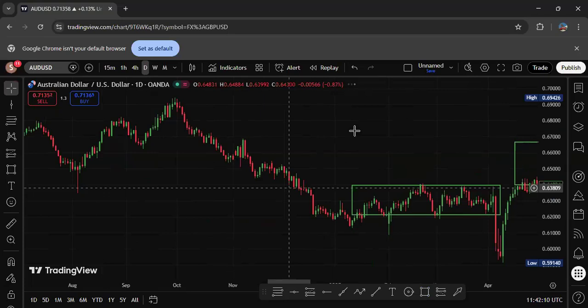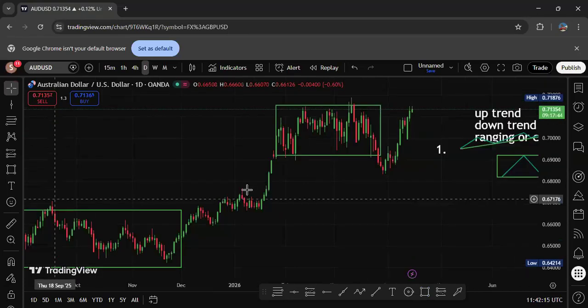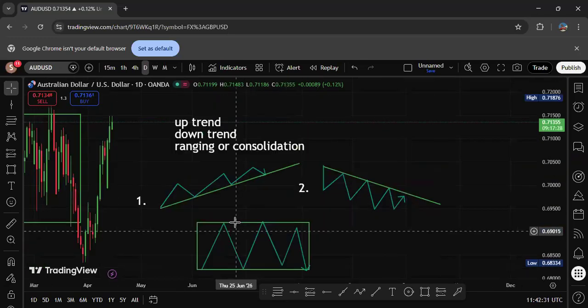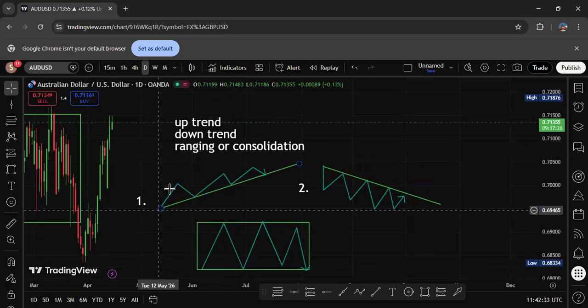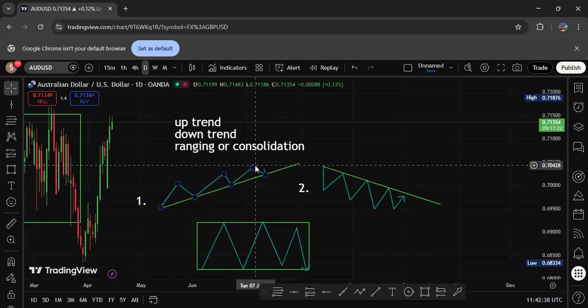So let me just do a quick recap. We have been talking about the market structure: the uptrend, the downtrend, and the ranging. The uptrend is where the price is heading up, creating a higher high, higher low, higher high, and higher low, just like we have it here. A higher high, higher low, higher high, higher low, higher high, higher low.